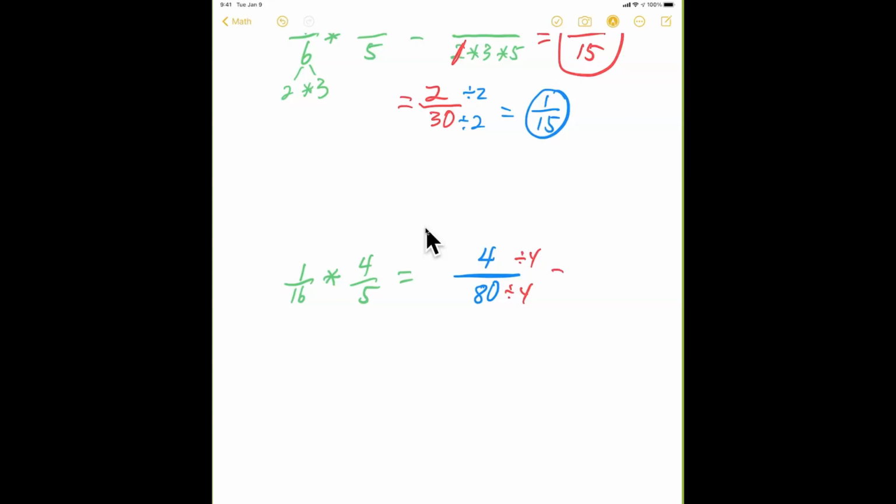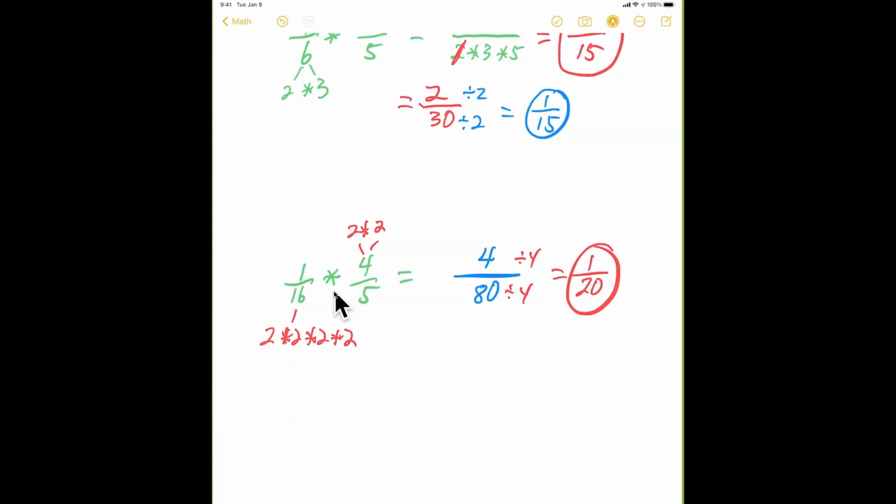4 divided by 4 is 1, and 80 divided by 4 is 20. So that's going to be our answer. So over here on this side, if you had wanted to define 4 as 2 times 2 and define 16 as 2 times 2 times 2 times 2, then we could have written out the fraction a slightly different way.